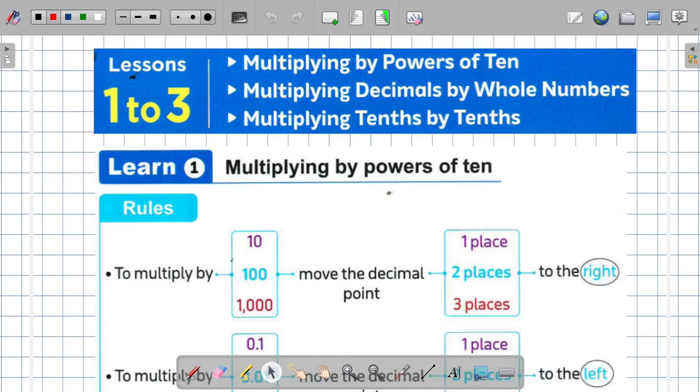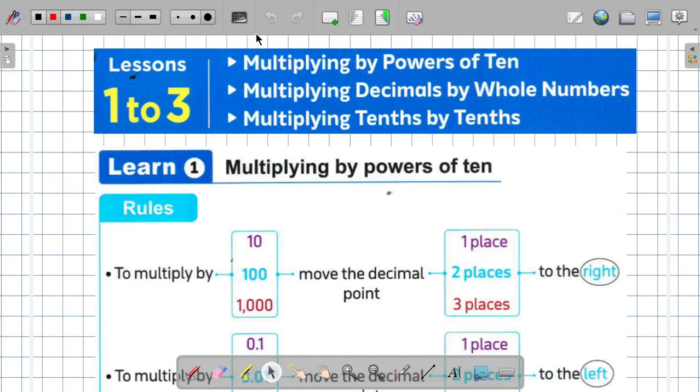Today, we will talk about multiplication of decimal fractions and decimal numbers, and how to use powers of 10 in multiplication, how to multiply an integer by a decimal, and how to multiply tenths by tenths. So let's go.